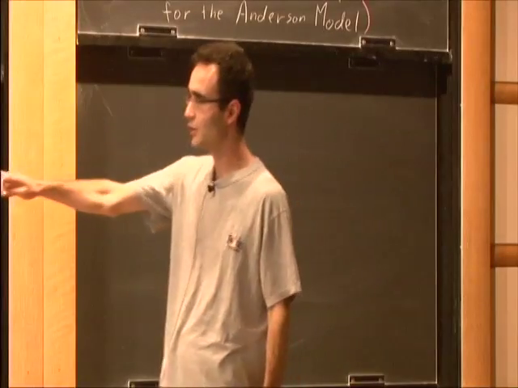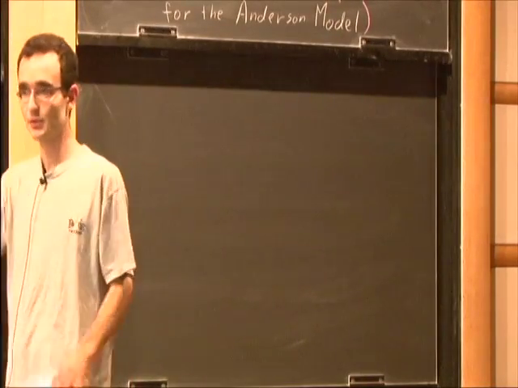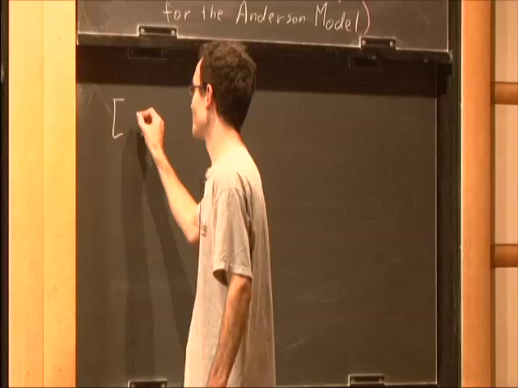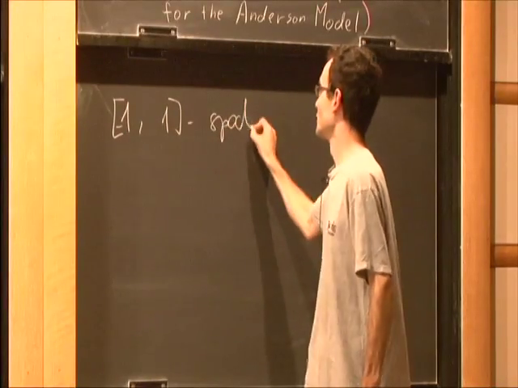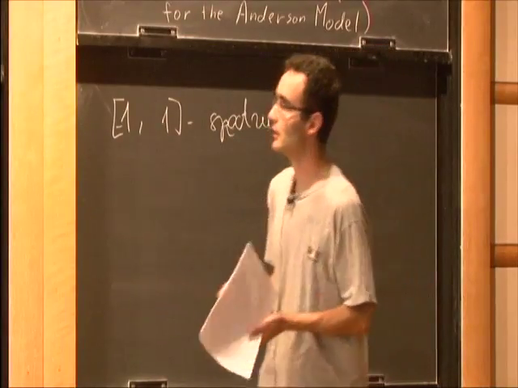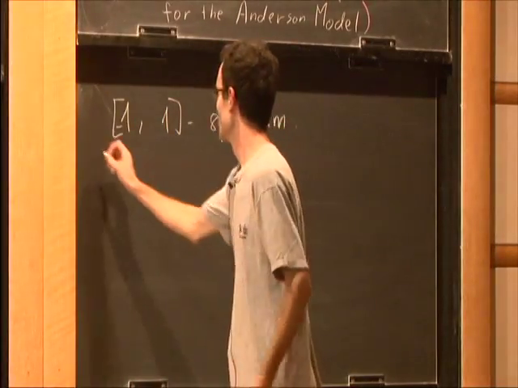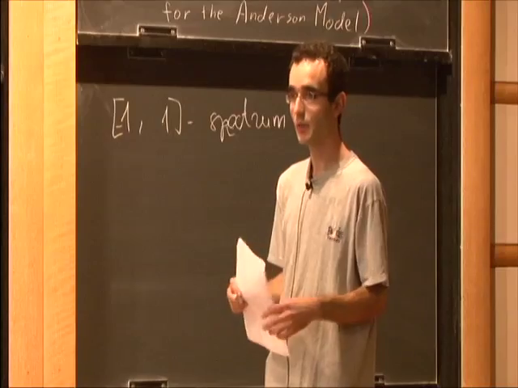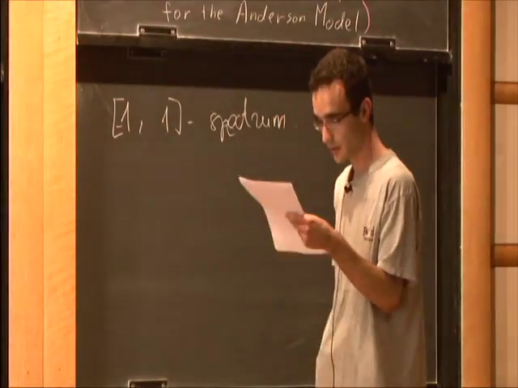I need to tell you what the distribution is. I won't tell you exactly, but I need some scaling, and I will scale it so that the spectrum of our operator will be something like [-1, 1]. And then I need to rescale the distribution so that it stays the same.